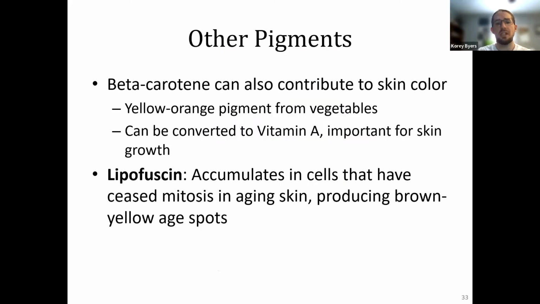Lipofuscins tend to accumulate in cells that have ceased mitosis, and produce that brown-yellow age spot because that little packet isn't necessarily going through mitotic proliferation. And so that's why as we age, we tend to get wrinkles, we tend to get age spots, we tend to not heal as well, because those cells just aren't going through mitosis as well as they used to.